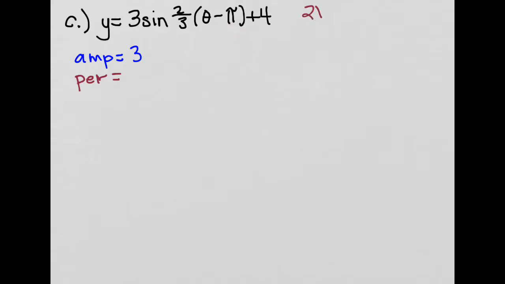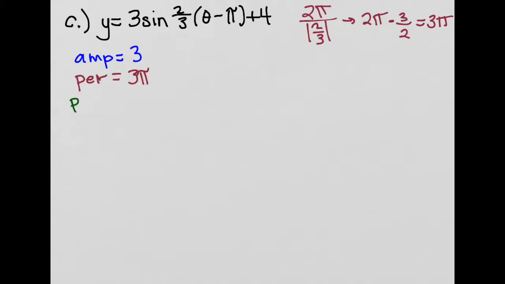So 2 pi divided by the absolute value of b. Now b is going to be the number in front of the parentheses inside the trig function, which is 2/3. Okay, well the absolute value of 2/3 is 2/3. And when we are dividing by a fraction, we really multiply by the reciprocal. So this will be 2 pi times 3/2. So the 2's are going to cancel and we get 3 pi. So that is our period.